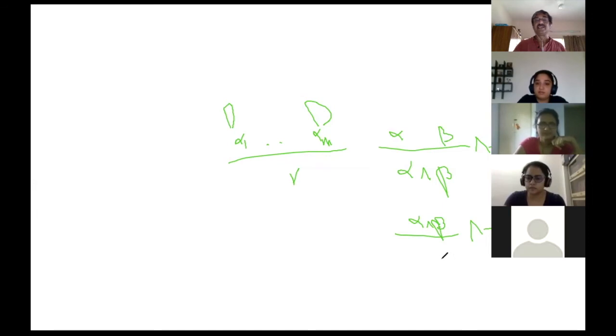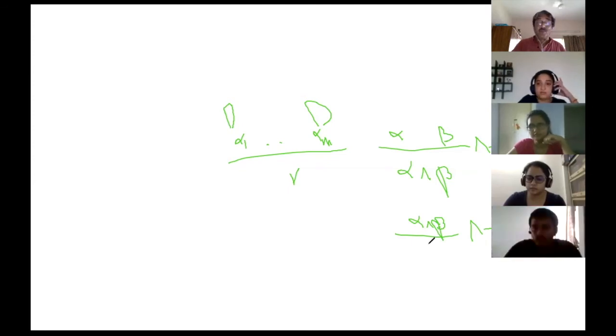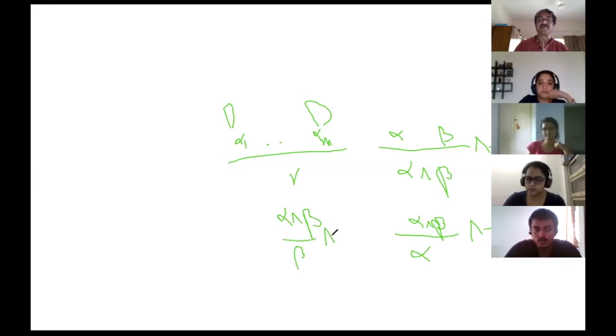I want to eliminate the conjunction, right? If I eliminate the conjunction, what is left? Alpha and beta both. Yeah. Don't use and here because this is conjunction elimination. 1 from alpha and beta. I can derive beta. This is conjunction elimination 2. And this is it. So for conjunction, there is 1 introduction rule and 2 elimination rules.